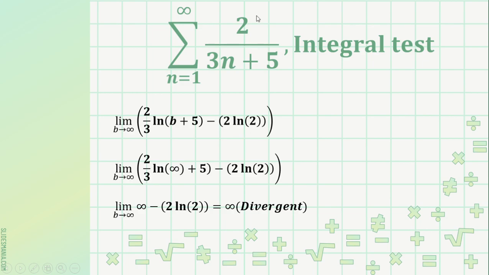And then in this case, we change b again to infinity. So 2 over 3 ln of 3b plus 5 minus 2 ln 2 becomes 2 over 3 ln of infinity plus 5 minus 2 ln 2. So the infinity becomes infinity minus 2 ln 2, so it becomes infinity. So it is divergent.